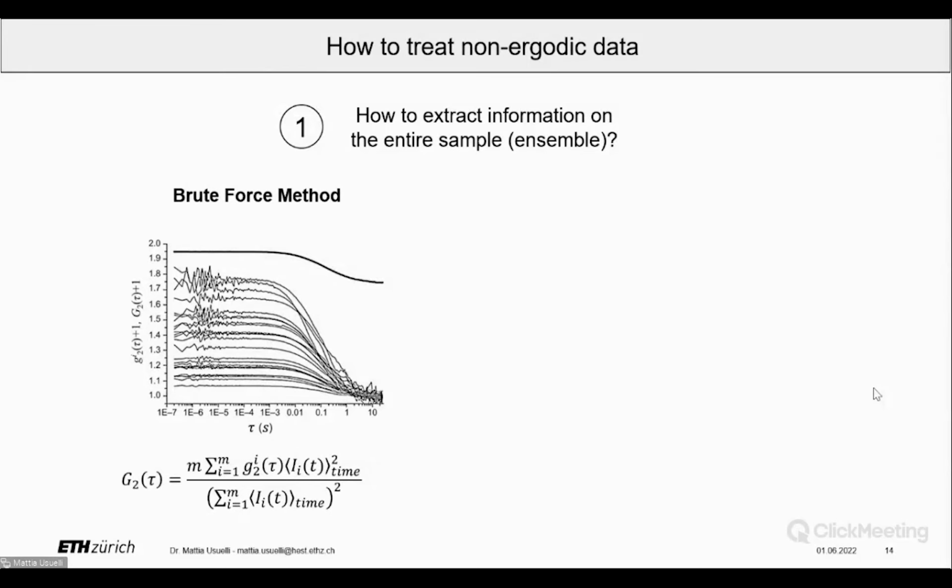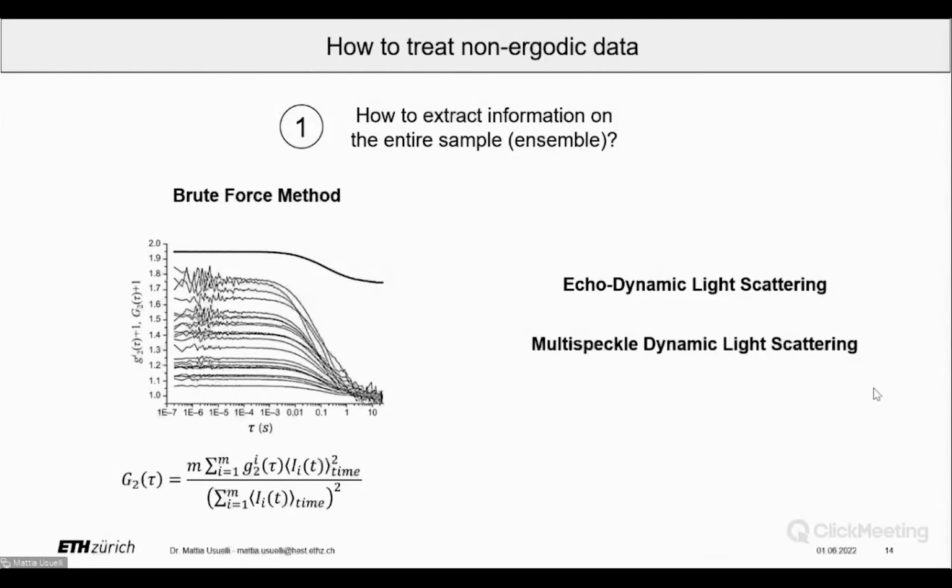This method works. The thing is that it takes time because I really have to probe different sub-ensembles. Then I have to check one, I have to rotate the sample many times to understand what's going on. Other methods are, for example, echo dynamic light scattering or multispeckle dynamic light scattering. It is already performing an ensemble averaging by not considering a single speckle of light, but by considering many of them. And I will redirect you to this very nice book from Otto Glatter, in the chapter on dynamic light scattering, for having a look a bit more at how these methods work.